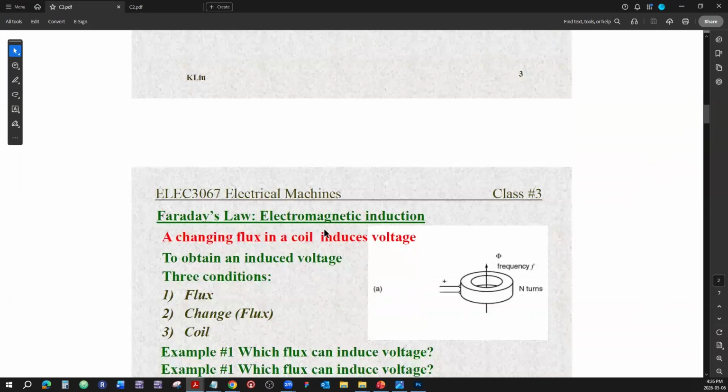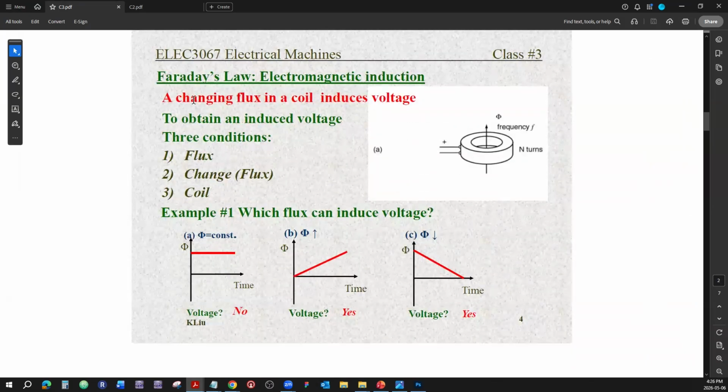Faraday's law. Let's take a look at that here. Changing flux in a coil induces voltage. So let's say we have a coil. This is the coil that has many turns, however many turns that is. And we're not going to hang up on the polarities yet, because that's another topic.